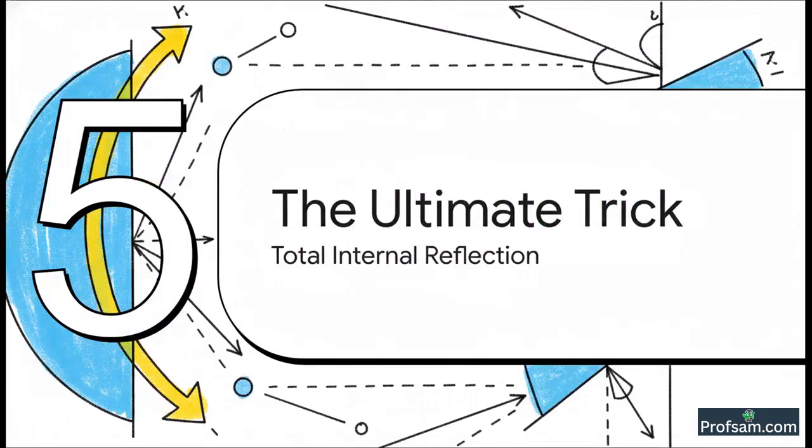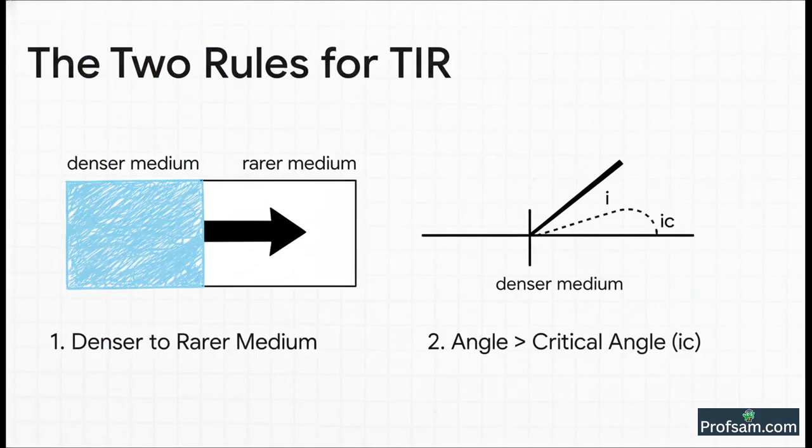Remember this example. So now that we know light can bend, what if we could bend it so much that it never escapes from the medium at all? What if it gets trapped inside? Well, this amazing thing can happen, and this phenomenon is called total internal reflection, or TIR. Now, for this magic to happen, two conditions, two golden rules must be met, no exceptions.